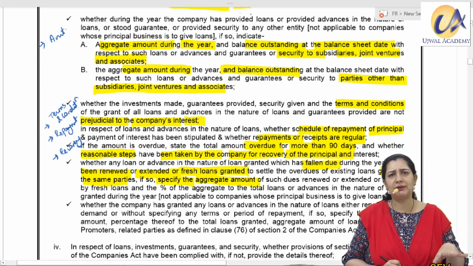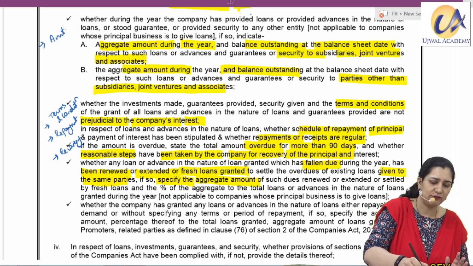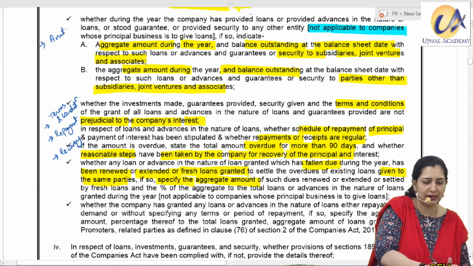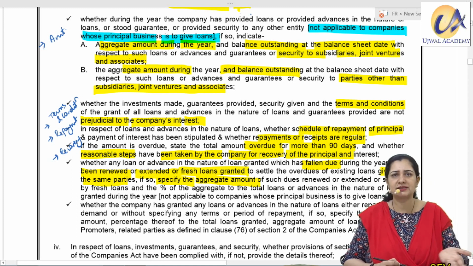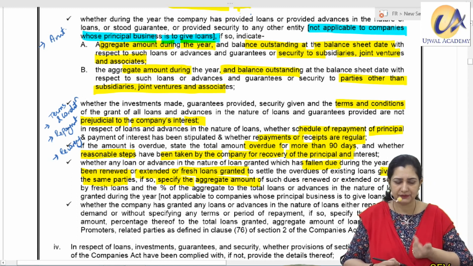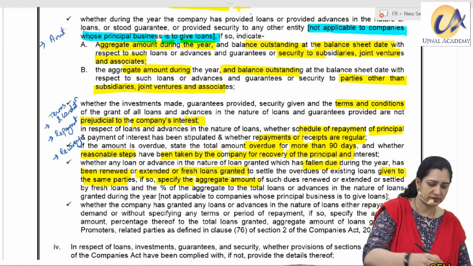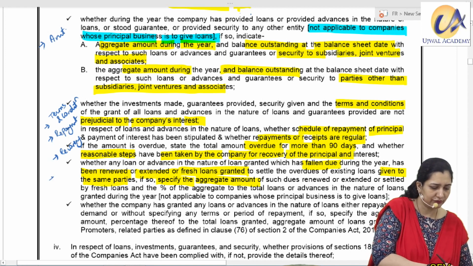Of course, this will not apply to companies whose main business is giving loans. There are obviously some clauses which will not apply to them. In the beginning only, they said it is not applicable to companies whose principal business is giving loans. If that is your business, obviously this is not going to be seen. Okay, so I hope this is clear. This was fresh loans given, renewed or fresh loans given to the same party.